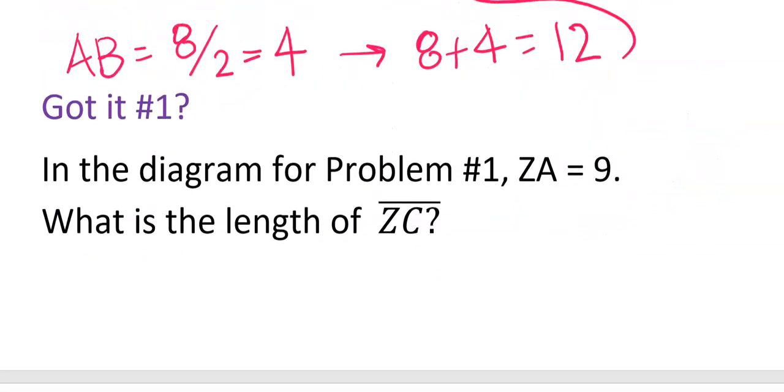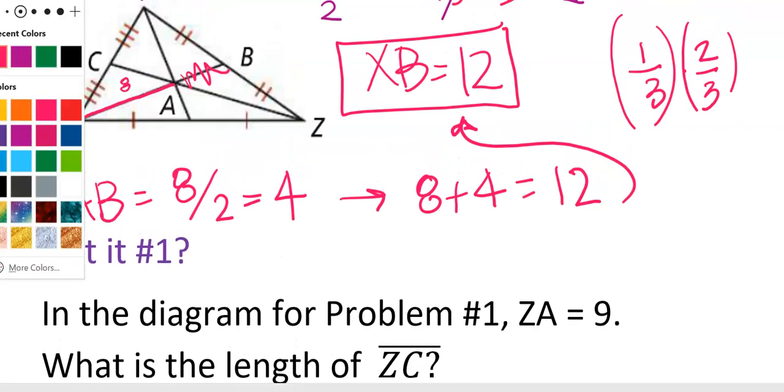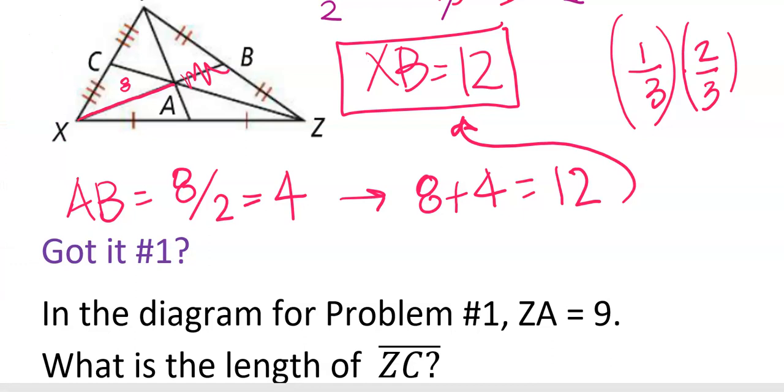So in the diagram, ZA is 9, so I'm going to do this one in a different color. What is the length of ZC? Okay, so ZA, this one right here, is 9. They want to know ZC, the whole thing. Okay, so if we do half double, is the 9 the bigger part or the smaller part? Bigger part. And what do we do to find the smaller part right here? Half it, so that would be 4.5. What is 4.5 plus 9? 13.5.